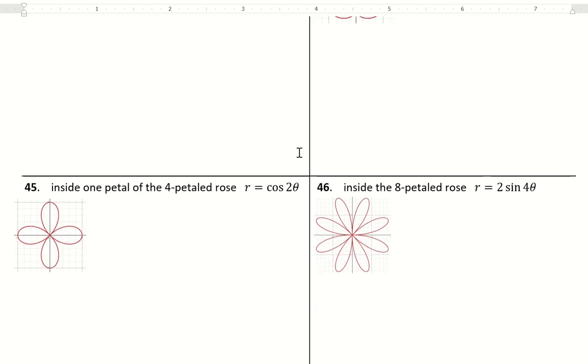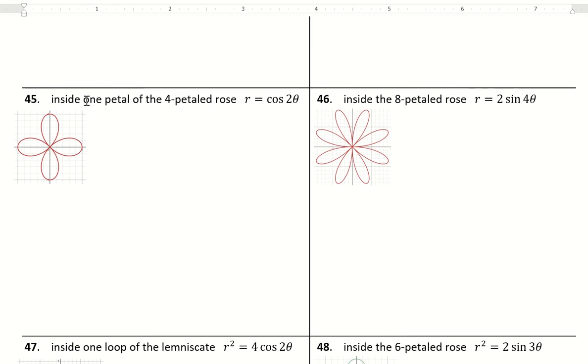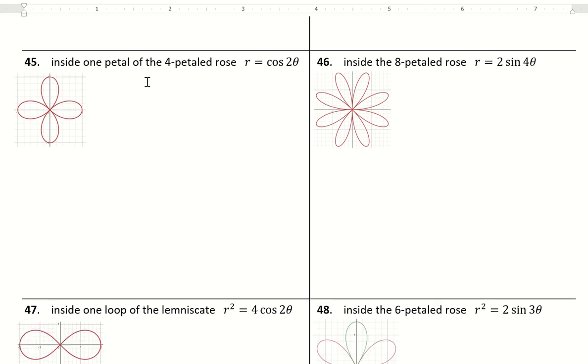Inside the cardioid, inside one petal. So these are the types of things you need to think about. Do you go from 0 to 2 pi and get the whole area and then divide by 4? Or do you think you can figure out what this angle is and what that angle is and just literally integrate? I mean, you could set this equal to 0, I suppose. It's up to you what you think is more reliable and easier.